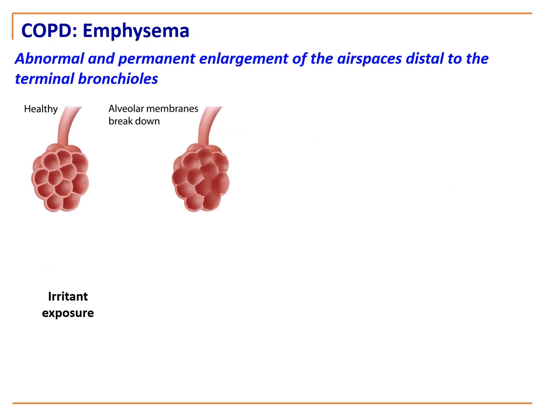So let's think about emphysema. What's happening? This is where you're getting abnormal and permanent enlargement of the air spaces distal to the terminal bronchioles. So basically at the ends, they're the alveoli. You've got your healthy alveoli and your alveolar membranes that start to break down. The pathophysiology behind it begins with irritant exposure: long-term exposure to irritating gases or particulate matter, most commonly from cigarette smoke, but also other air pollution or occupational exposures. There are a variety of causes, but like I said, smoking is the main one.